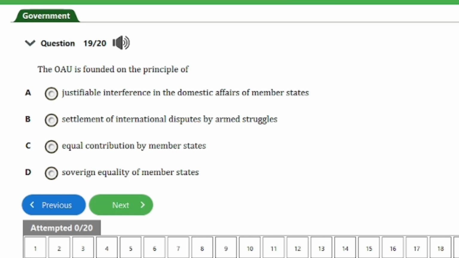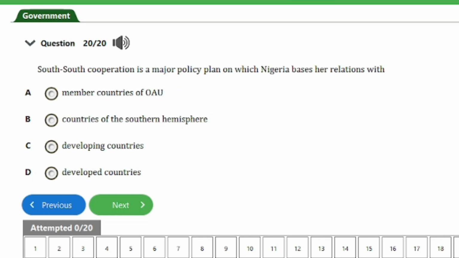So the next question we have here, question number 20 of 20 says, South-South cooperation is a major policy plan in which Nigeria bases her relations with A. Member countries of OAU, B. Countries of the Southern Hemisphere, C. Developing countries, D. Developed countries. So guys, the answer to this question is option B, that's countries of the Southern Hemisphere. And that's for this question, guys.